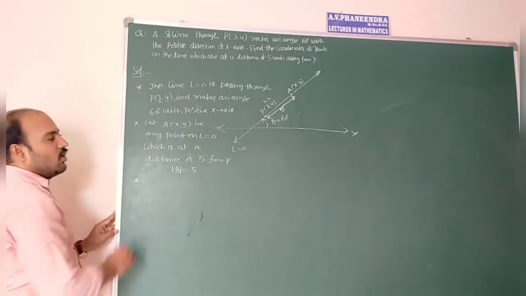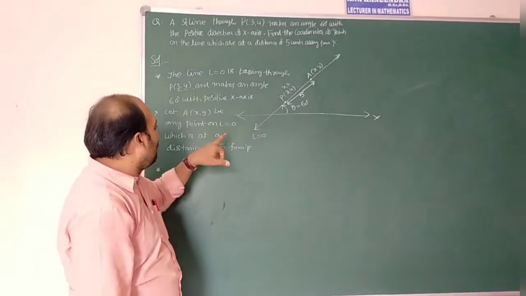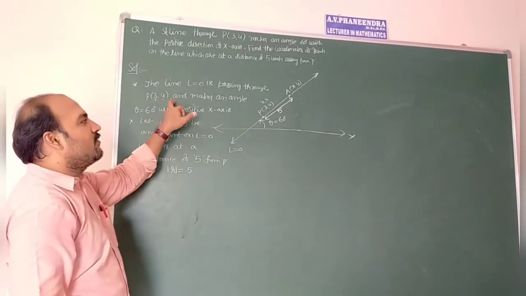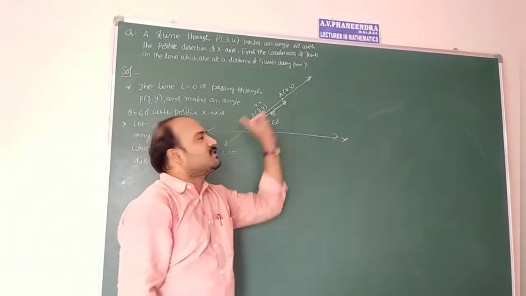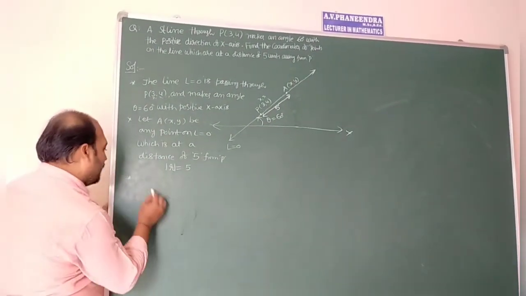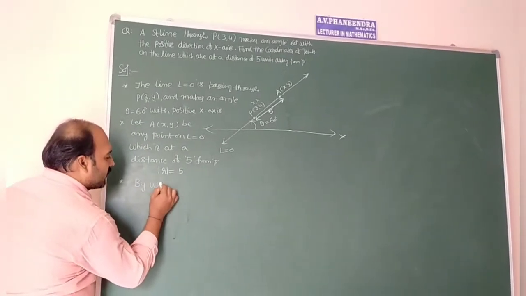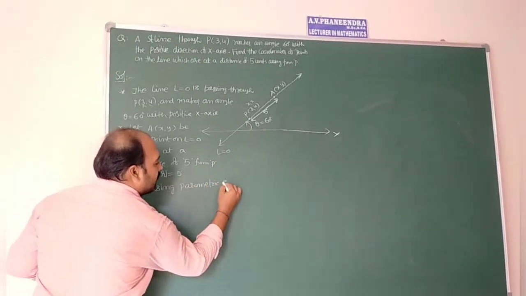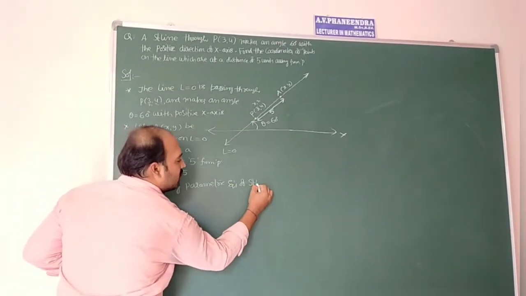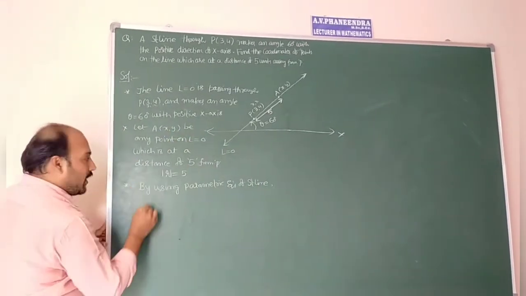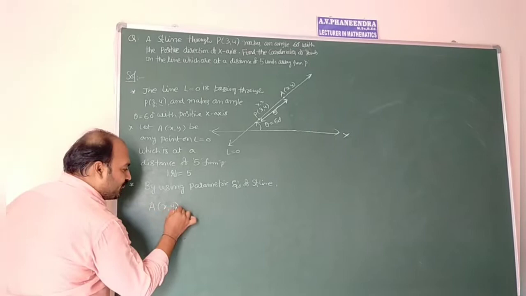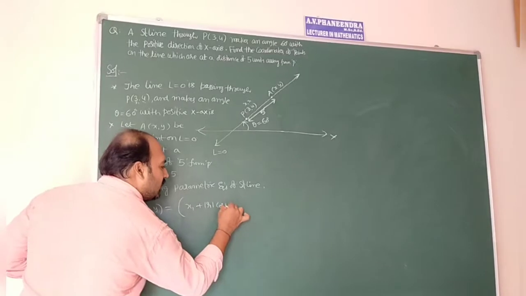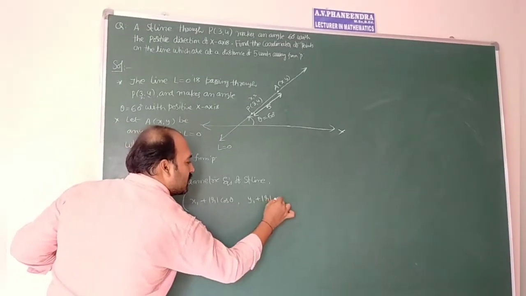After that, whenever you know the r value and theta value, theta is equal to 60 degrees, and the given point x1, y1, to find the points on the line we use the parametric equations of a straight line. A of x comma y is equal to x1 plus r cos theta, y1 plus r sin theta.